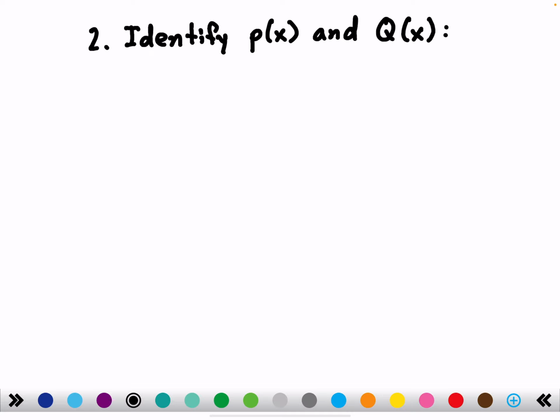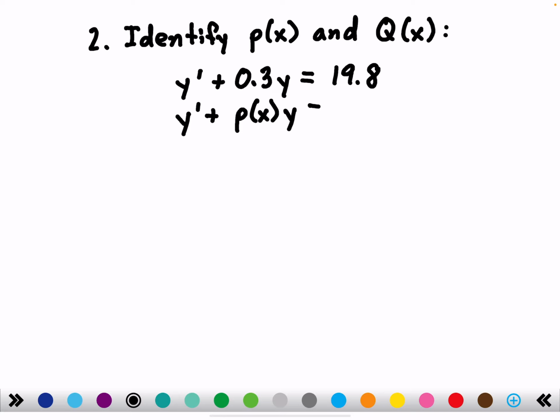Step number 2, identify p sub x and q sub x. So from step 1, our equation was y prime plus 0.3y equals 19.8. And let's write the proper form of a first-order linear ordinary differential equation below this, and we find that that's y prime plus p sub x y equals q sub x. So p sub x is whatever constant or function is multiplied times the y variable. So p sub x here is 0.3.